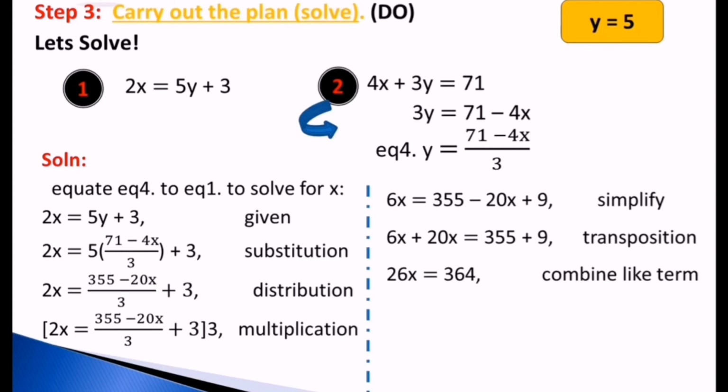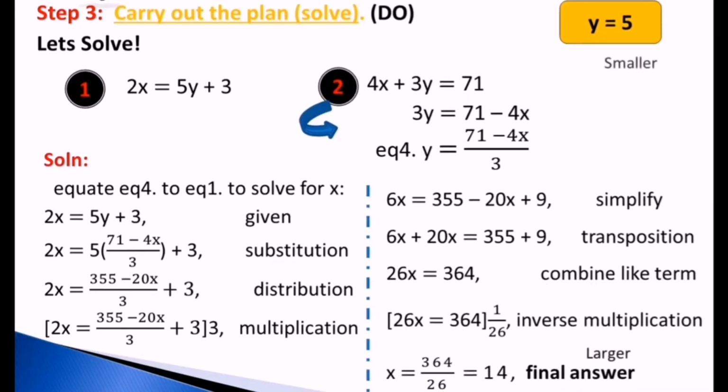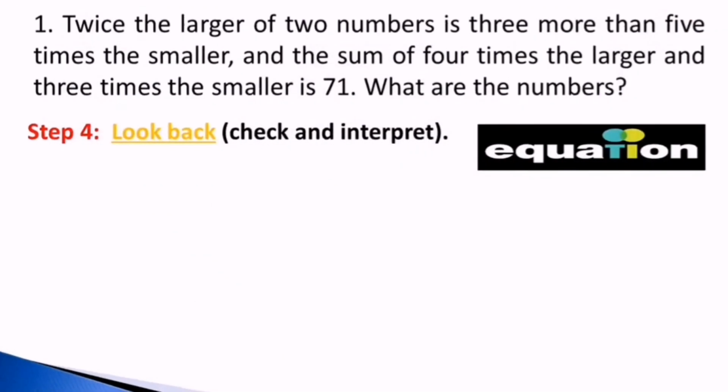Again, in order for us to solve the value of x, we're going to multiply both sides by the inverse of 26, which is 1 over 26. Then right after that, we're able to get 364 divided by 26, which is 14. So in this case, we're able to get the value for the smaller number, which is 5, and the larger number, which is 14. So the last part is look back.